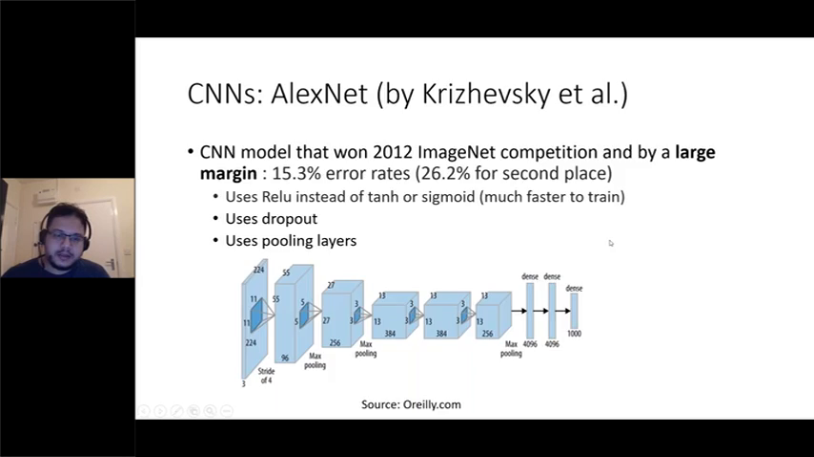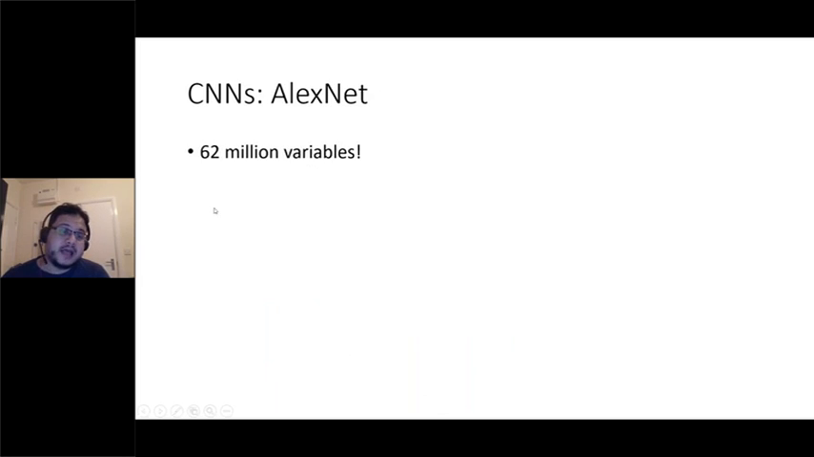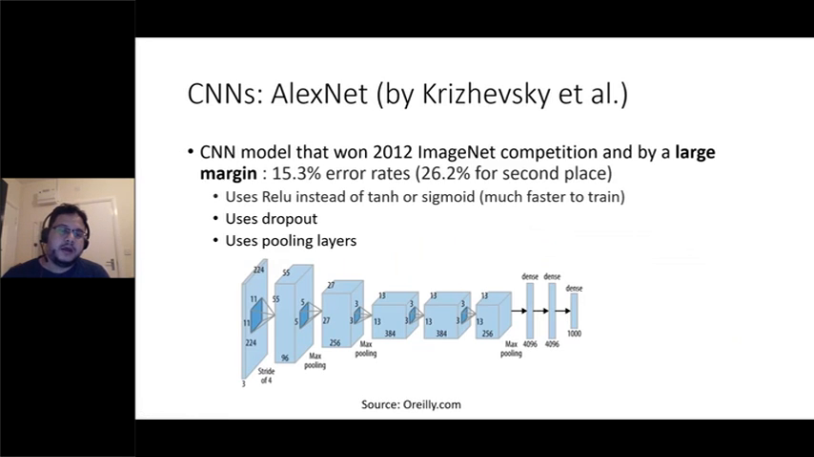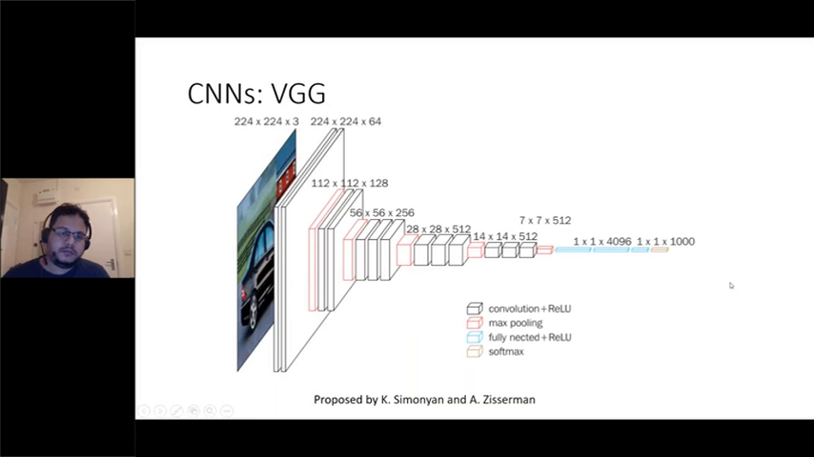Then we had AlexNet with 62 million variables, the number of weights. Sorry, this is even scarier. The number of weights is 62 million altogether here. That's a lot. Yeah, a lot. That's the problem with CNNs. They have a lot of parameters because images have a lot of inputs. Then we had another architecture that did better than the previous one. This one is better than AlexNet with this dataset, ImageNet.